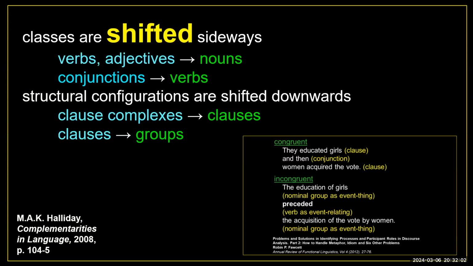We call this the congruent. What's congruent? Congruent means straightforward, direct. That's how you talk when you grew up, all right? The educated girls. That's a clause. Women acquired the vote. Clause. And how are those two ideas related? And then. So we have a conjunction that combines the two clauses. But the whole thing can now be repackaged as the education of girls, a nominalization, followed by a verb that does the work of the conjunction, preceded the acquisition of the vote by women. We turn it into an event.